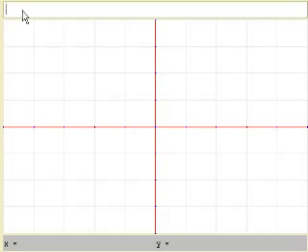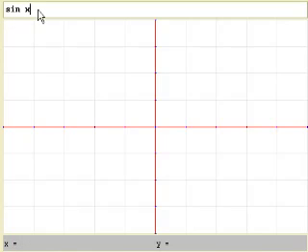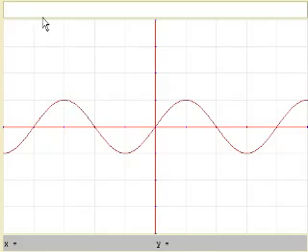Let's start off with the sine function. So let's say sine of x. I hope y'all can see it. I'm typing it in up here. So sine x. Let me graph that. Look at that. Look how nice that looks.